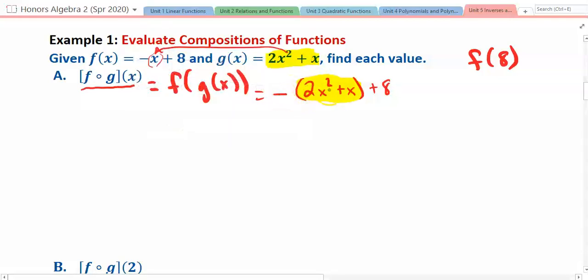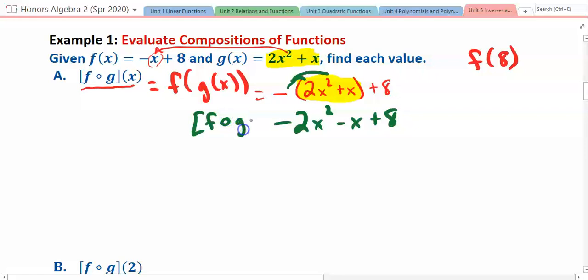Now, I can simplify this, right? I can distribute this negative in, and I get negative 2x squared minus x plus 8. And if there were any like terms to combine, I would do that. But in the end here, f of g, and now it's very important that there is an open circle there, f of g of x.